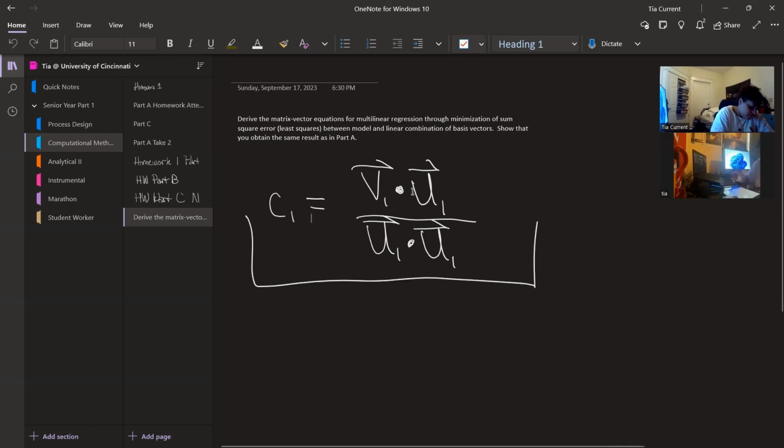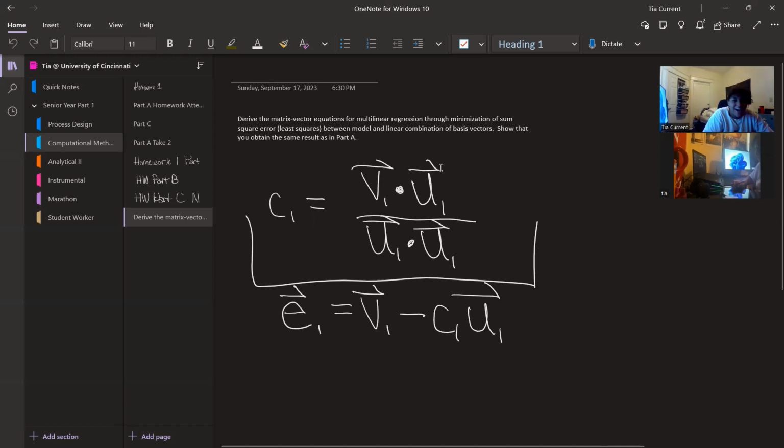Now what we're going to do is use another equation from that one. That was the E vector is equal to V1 minus C1 times our U1, which is our independent. This is our dependent, which is the V.